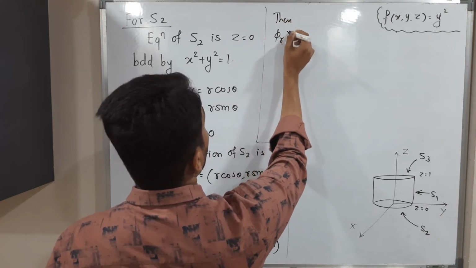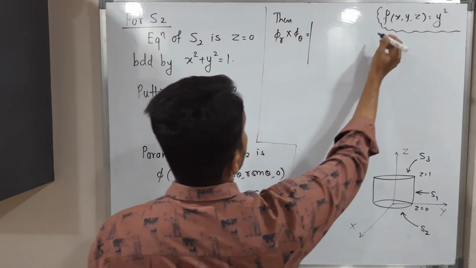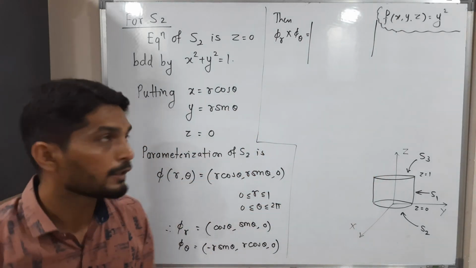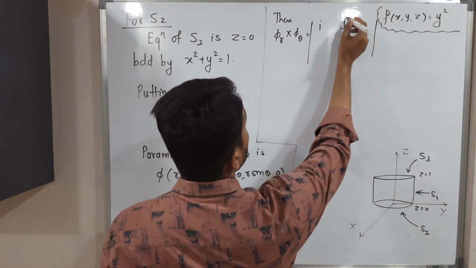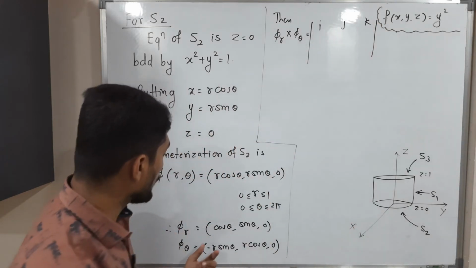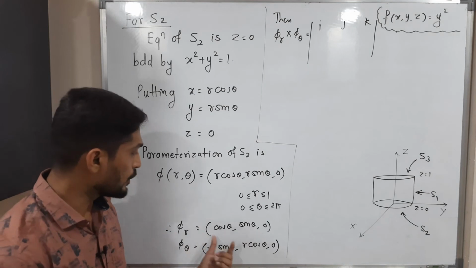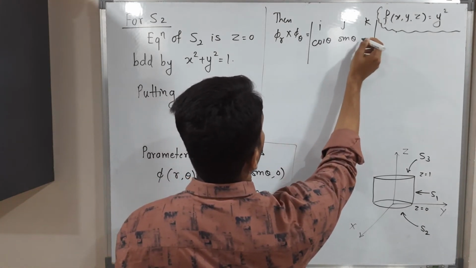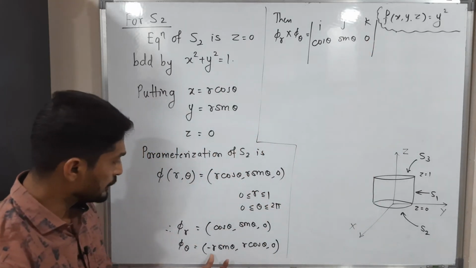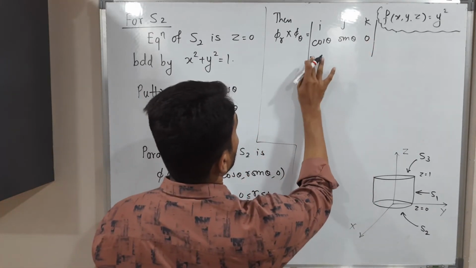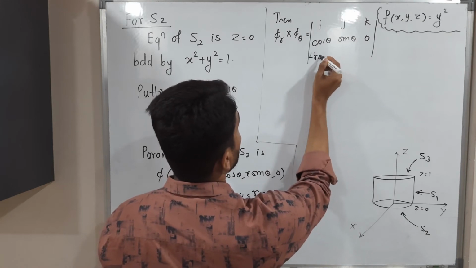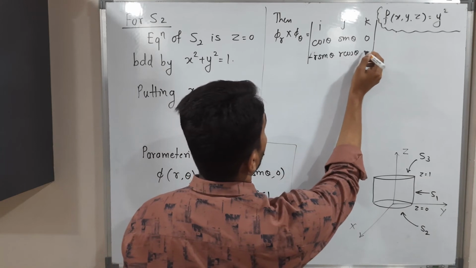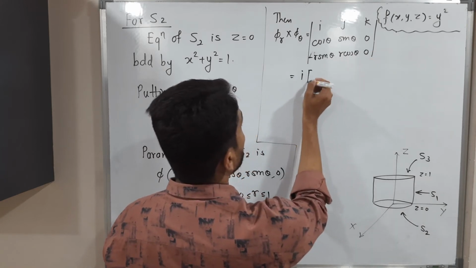So phi r cross phi theta. For the cross product, we have to find its value by solving a determinant. The first row is obviously i, j, k. The second row, the components of phi r, are cos theta, sin theta, 0. And phi theta, which is minus r sin theta, r cos theta and 0. You know well how to find the value of a determinant.